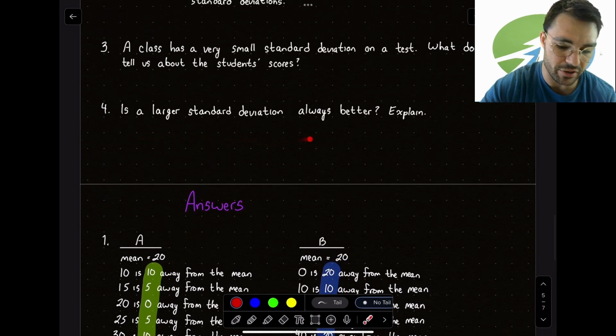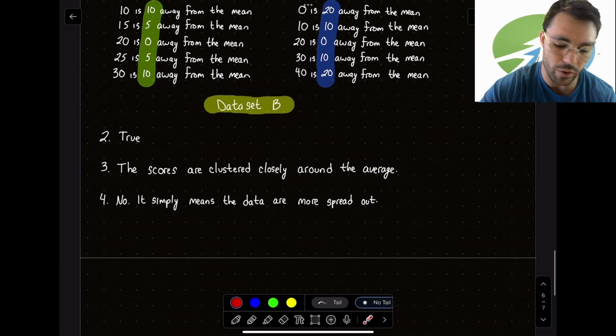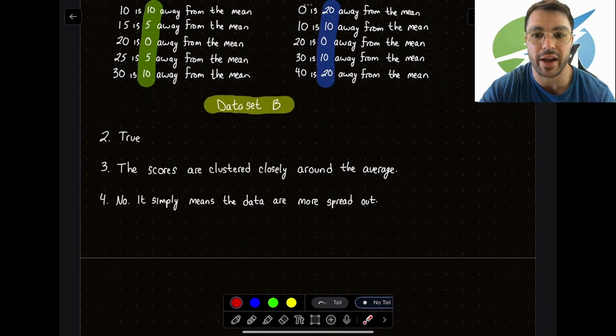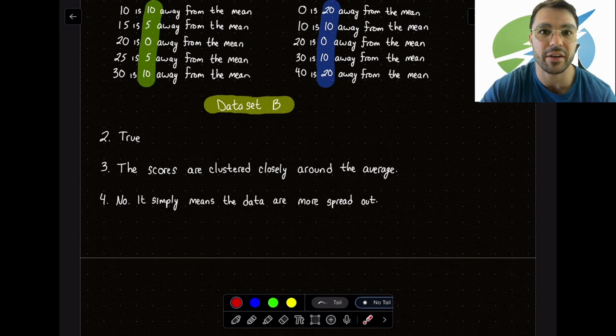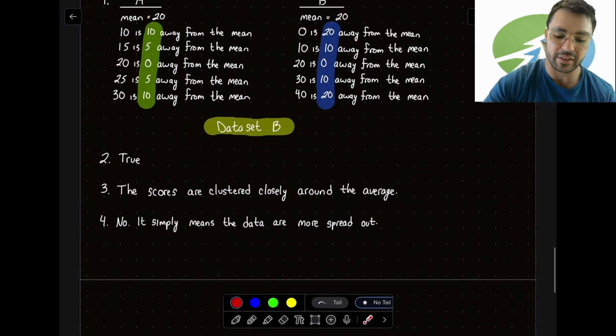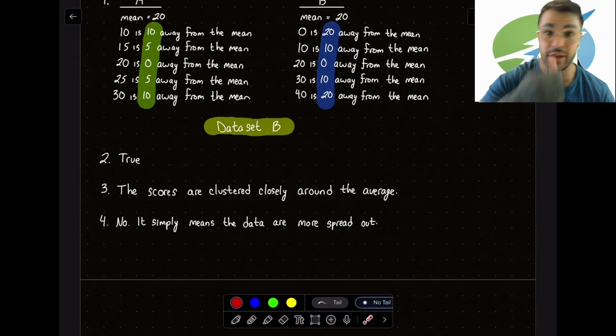And is a larger standard deviation always better? The answer is no. All it means is the data is more spread out. Better or worse is subjective, and we can't definitively say something is better or worse based on looking at the standard deviation. It all depends what the data is and what's being asked of us. Cool. And that's everything I have on standard deviation. In my following videos, I'm going to go into the mathematics behind it so we can better calculate it and understand it. But for this, I just wanted to start with a conceptual understanding.